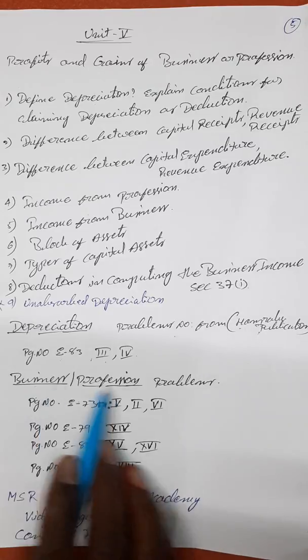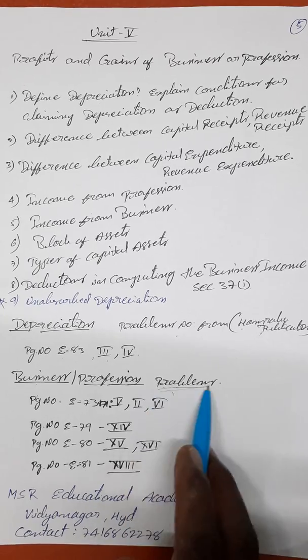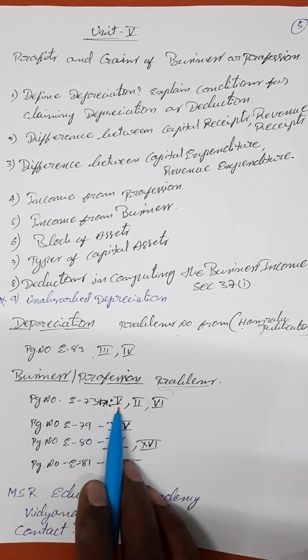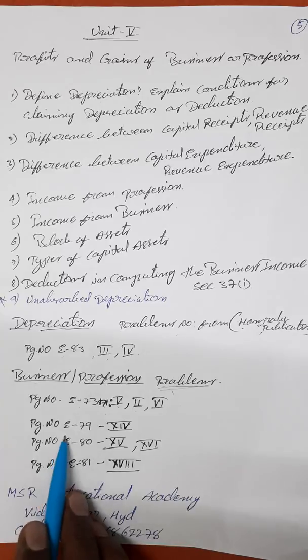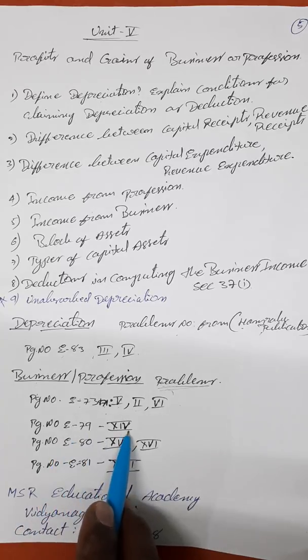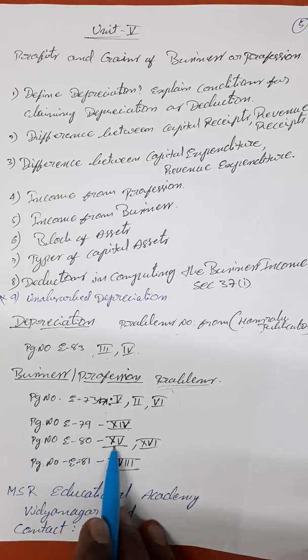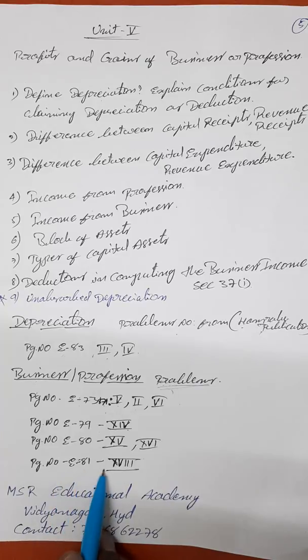If you come to the problems in business or profession, they are on page numbers E73 and 71: the 5th, 6th, and 2nd. These are important. On page number E79, the 14th question is important. On page number E80, the 15th and 16th questions are important. And on page number E81, the 18th question is important.